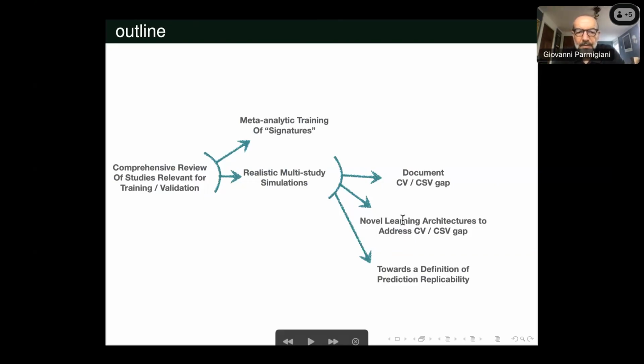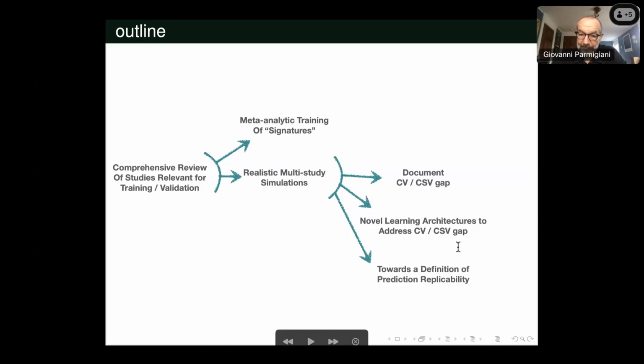I think I'll skip the digression on meta-analytic training of signatures because I realize that we're already at 10:47, and I'll tell you how we use those to motivate realistic multi-study simulations to try to understand the trade-off between performance within study and performance across, and then move on from there to some novel learning architectures that we have been developing in the lab that are very generic ways to increase replicability across studies for just about any algorithm that you can think of.